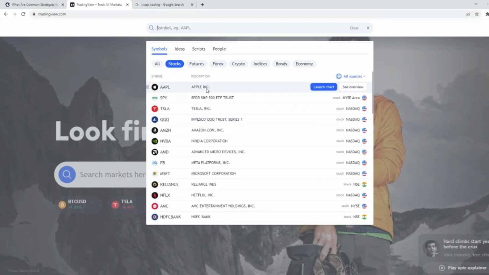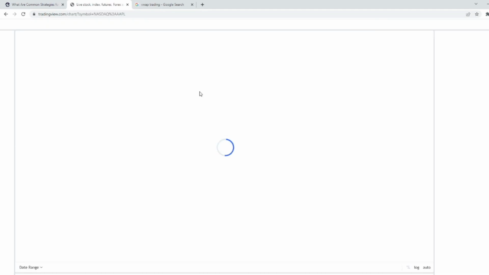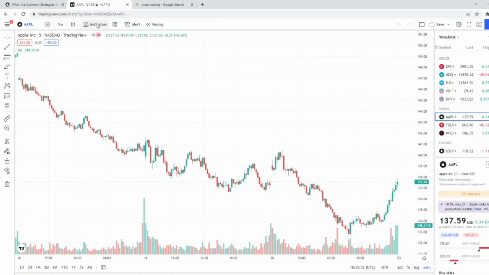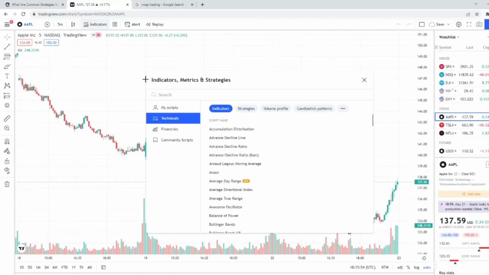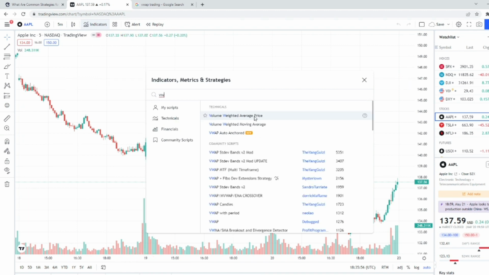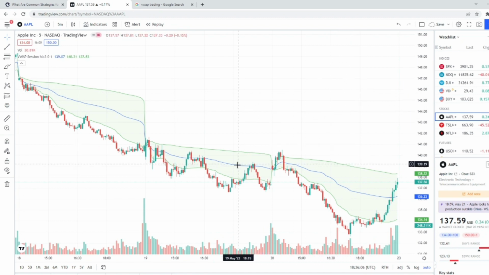The VWAP is more of an institutional technical indicator, and to break the VWAP down to its easiest definition: if the stock price is below the VWAP, ideally you're looking for shorts, and if the price is above the VWAP, ideally you're looking for longs. So if the stock is below the VWAP and it pulls back, this is a good deal if you were shorting it to the downside. That's how the institutional traders look at it.